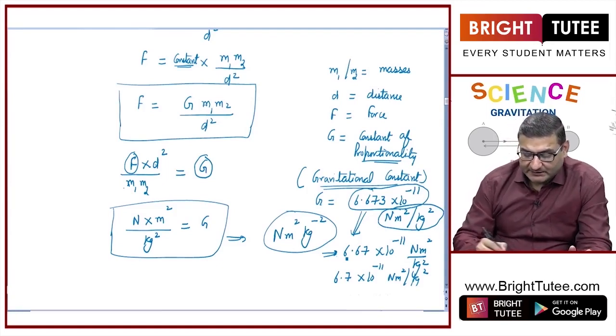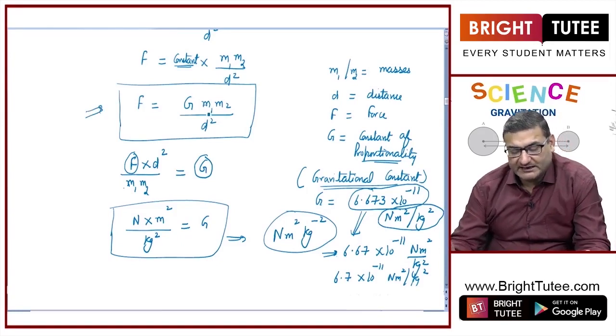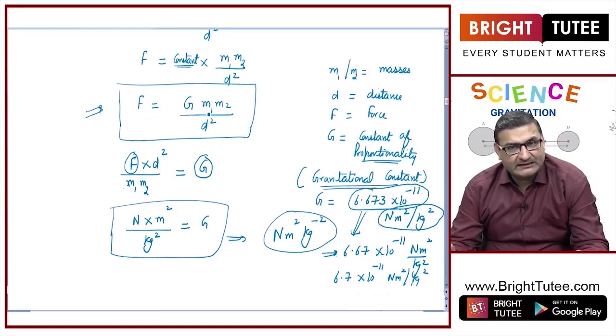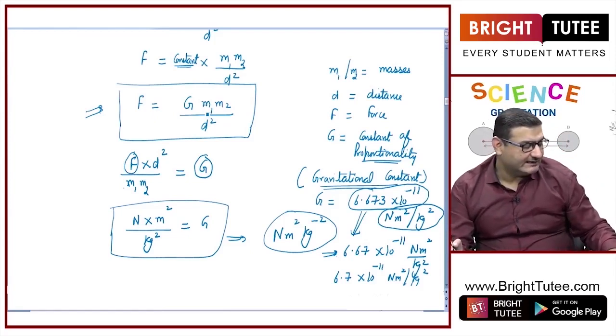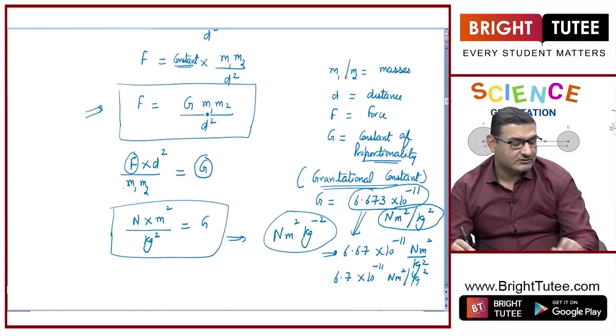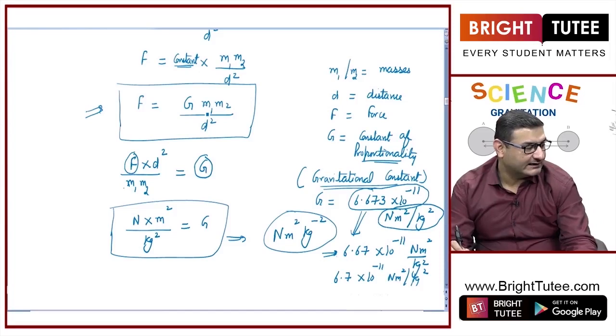Now, this particular formula F is equal to G m1 m2 upon d square, let us see a video representation with which you will be able to relate it in a better way as to where this particular thing comes from. I hope you will like this animated video we have got. So, we are studying about Newton's law of gravitation.